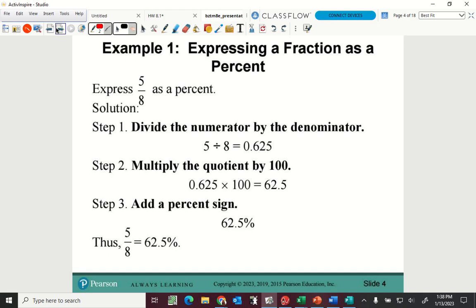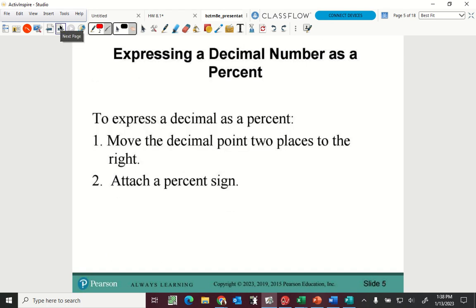All right, so we get 62.5%. All right, to express a decimal as a percent, move the decimal point 2 places to the right, attach the percent sign.